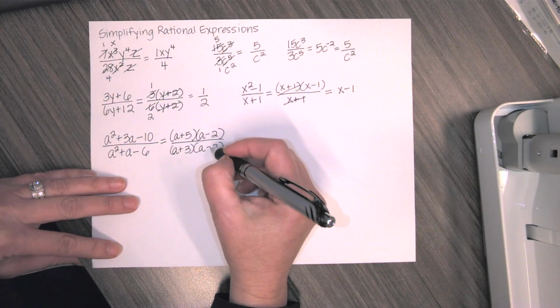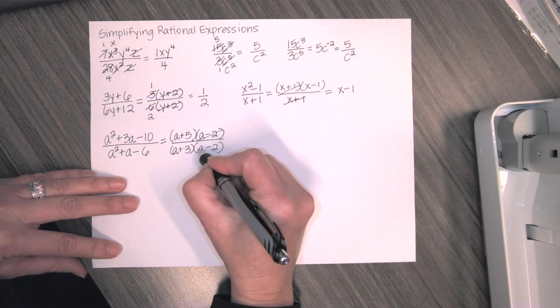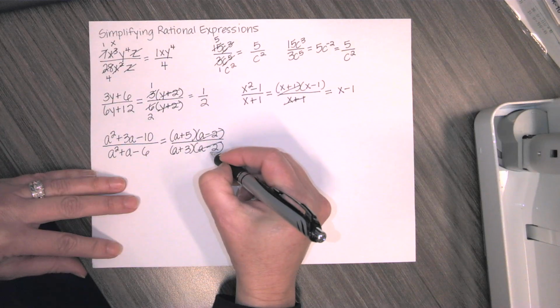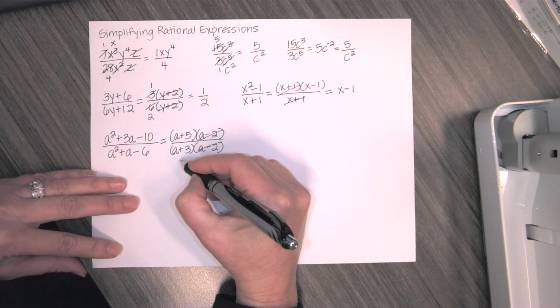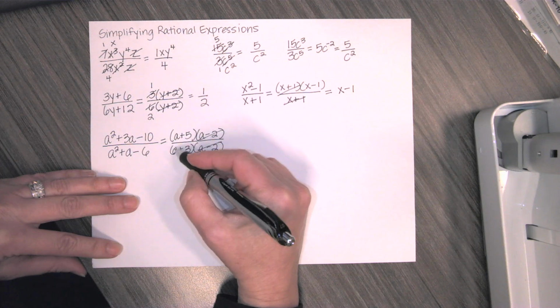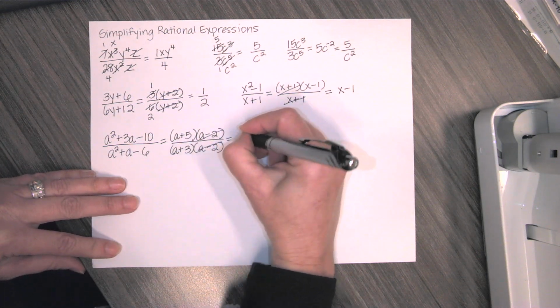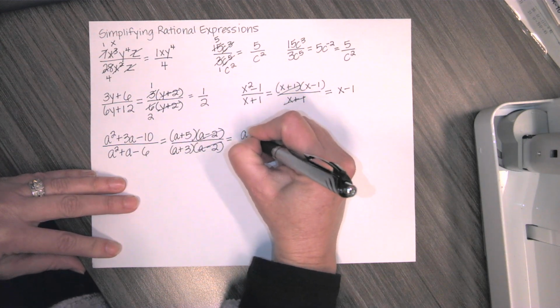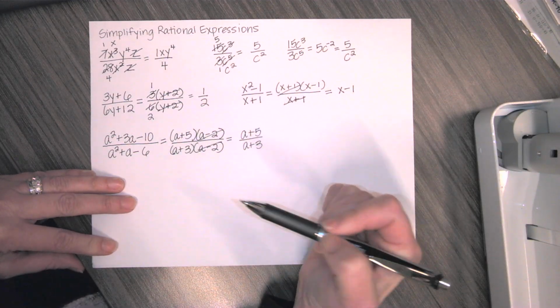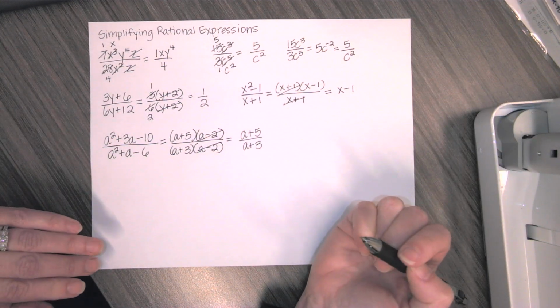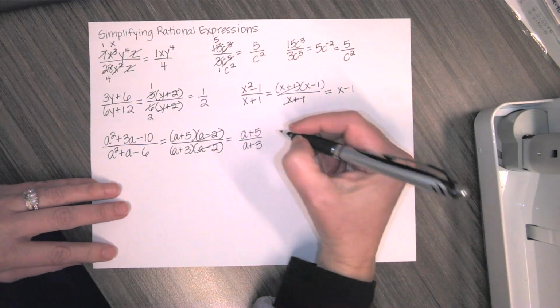All right, now that we've got this factored, we see we've got some matching binomials. a minus 2 over a minus 2, that'll become a 1. These are not the same. Do not try to cancel those a's out. Our answer is just going to be a plus 5 over a plus 3. You won't need the parentheses anymore. It won't matter if you put them, but you don't need them anymore.